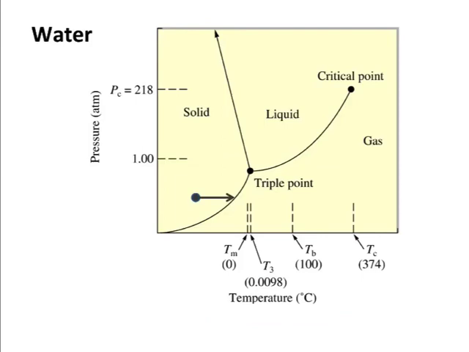Now, if you're at a much reduced pressure, you can sublime water. You can go straight from a solid into a gas, and the temperature at which you do so depends on the pressure and where you cross this line.